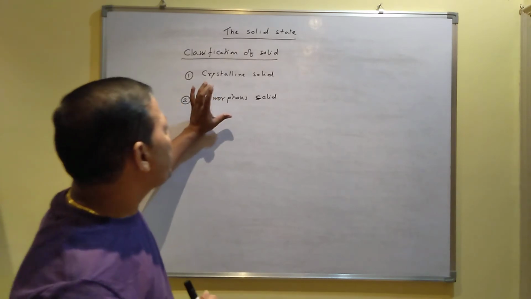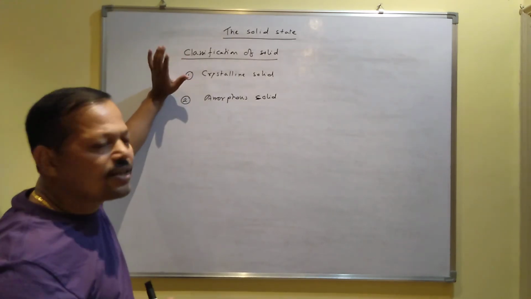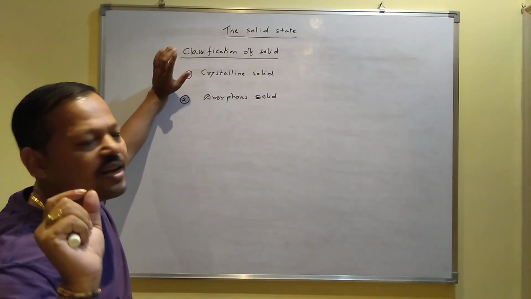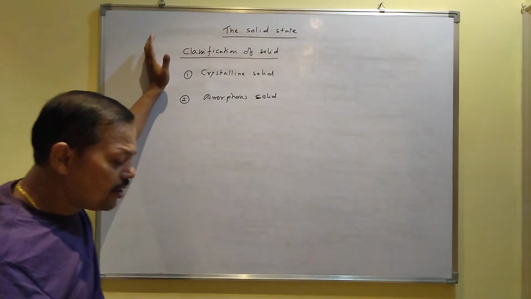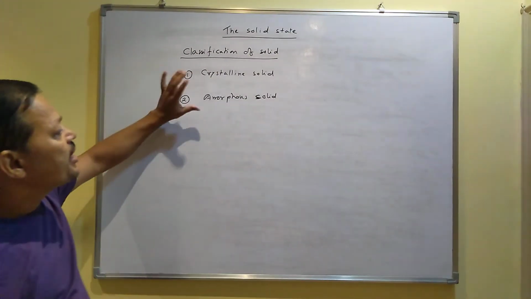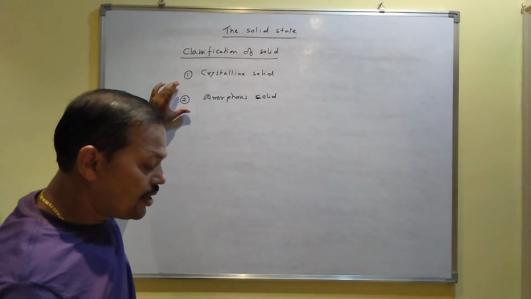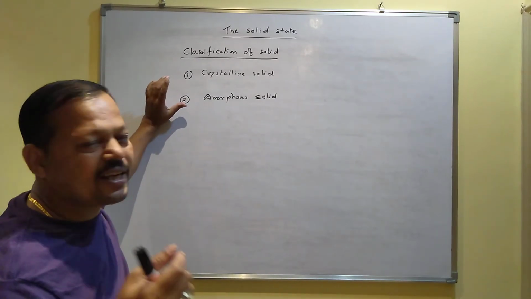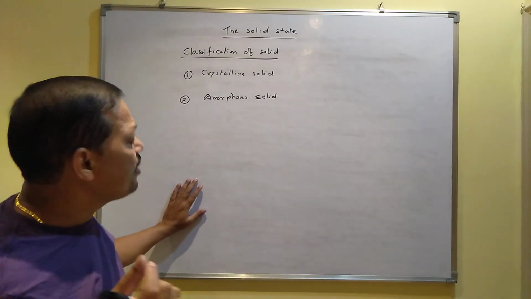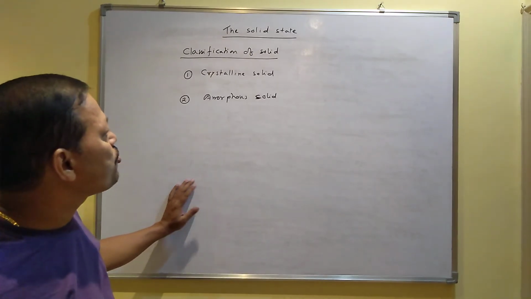So if you want to write the difference between crystalline and amorphous, how do you write it? In a crystalline solid, the various constituent particles are arranged in a definite geometric pattern within the solid, and they are said to possess long range order. In an amorphous solid, the various constituent particles are not arranged in a definite regular fashion, and they may have only short range order. So these were the main points of difference between crystalline and amorphous solids.